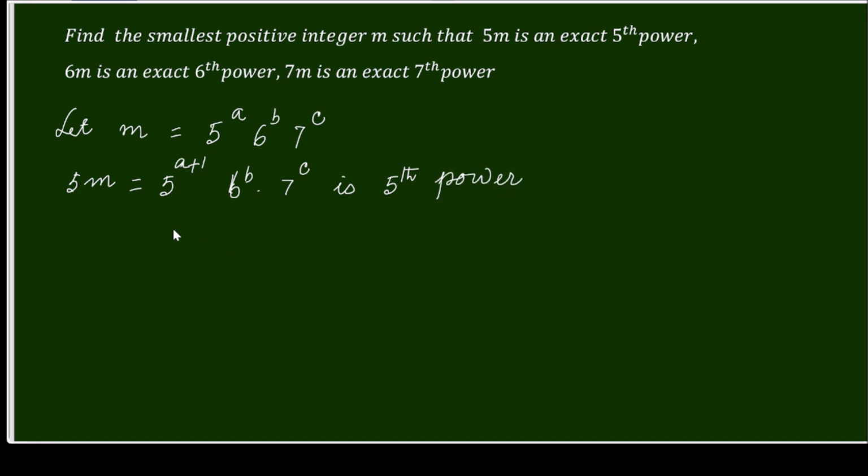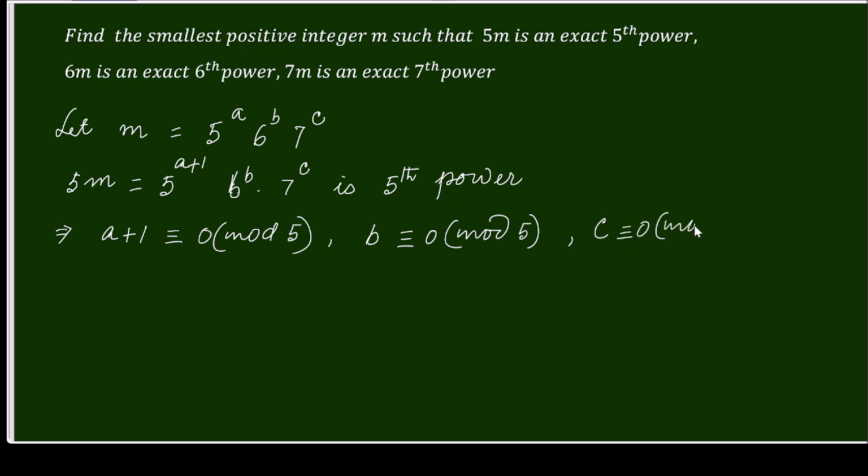What does it mean? It means that 5 power a plus 1 is congruent to 0 modulo 5. Six to the power b, that means b is congruent to 0 modulo 5. Again, c is also congruent to 0 modulo 5. All will be divisible by 5.